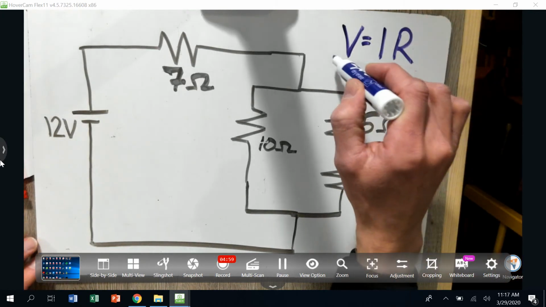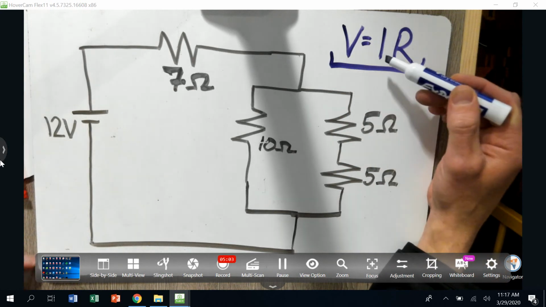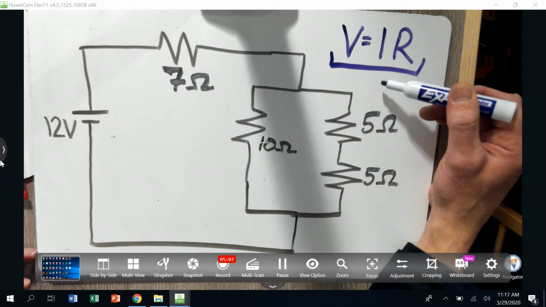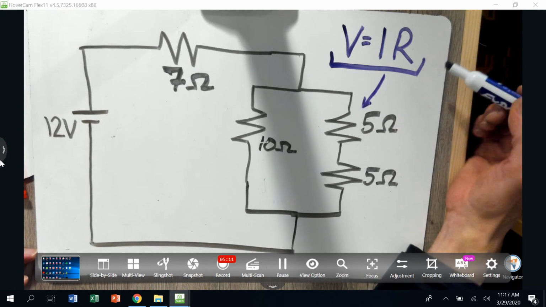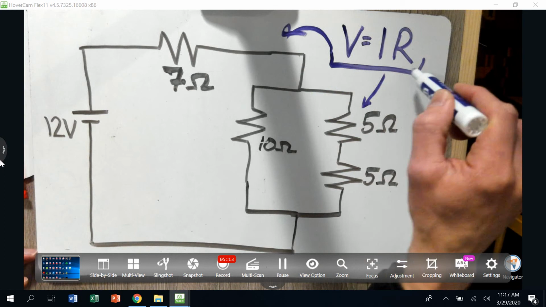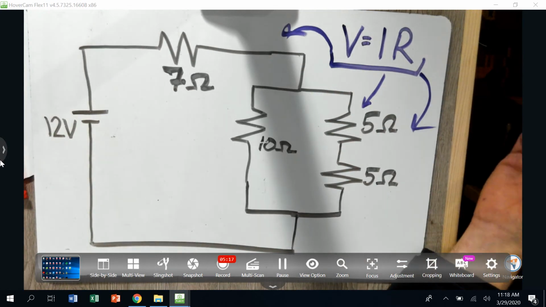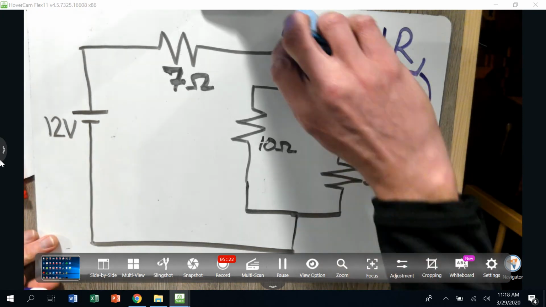This is useful because, A, it's pretty simple. The voltage is equivalent to the current times the resistance, but it's also useful because it can be used on individual parts of a circuit, or it can be used on the circuit as a whole. That's kind of important, and you can do the two interchangeably. You can use this over and over again as you work through a circuit.